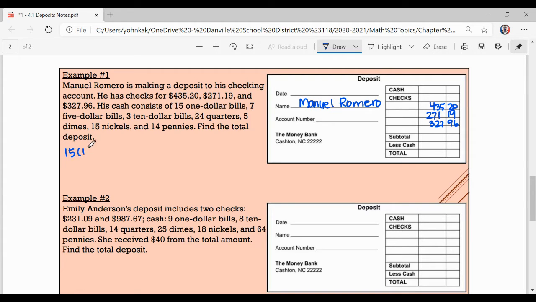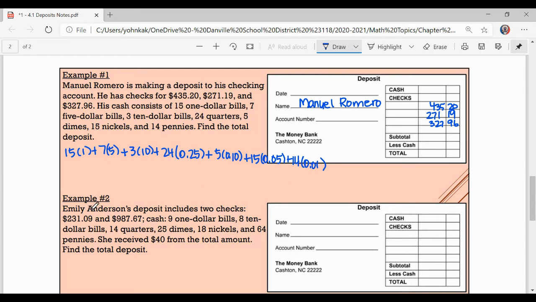15 $1 bills, 7 $5 bills. We have 3 $10 bills, 24 quarters. Now each quarter is 0.25. We have 5 dimes, 10 cents. We have 15 nickels at 0.05. And we have 14 pennies, 0.01.